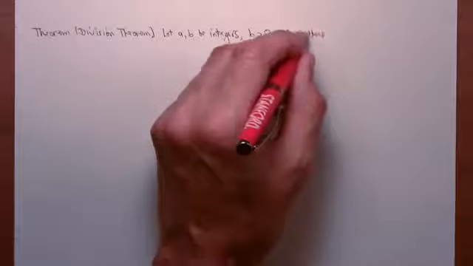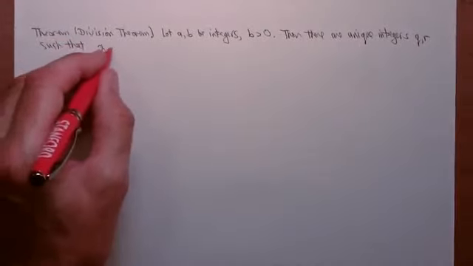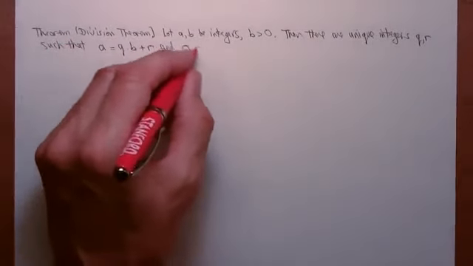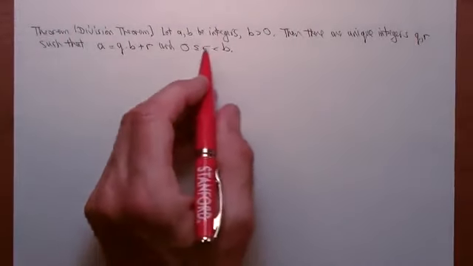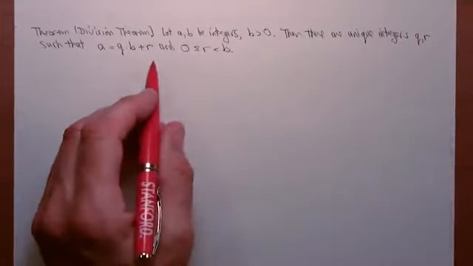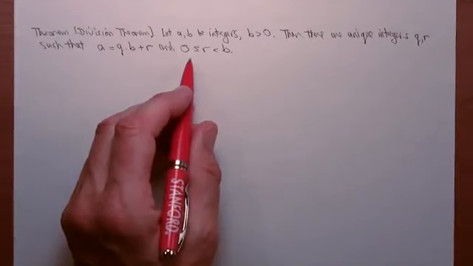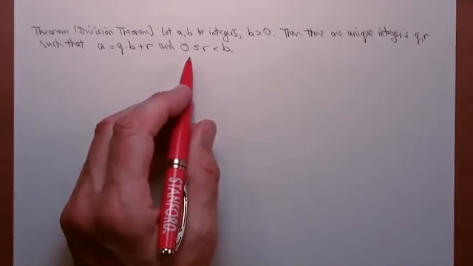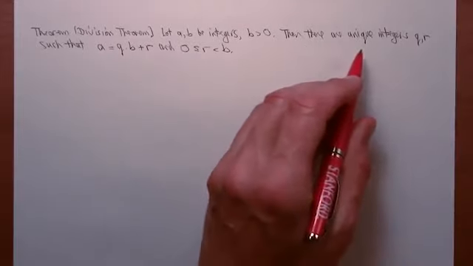The division theorem says the following. Let a, b be integers with b greater than 0. Then there are unique integers q and r such that a equals qb plus r and 0 less than or equal to r less than b. Well, there are two parts to this theorem. There's an existence part. There are integers with this property. And there's a uniqueness part. Those integers are unique with this property. In proving the theorem, we're going to take those one at a time. I'll first prove existence, and then I'll prove uniqueness.